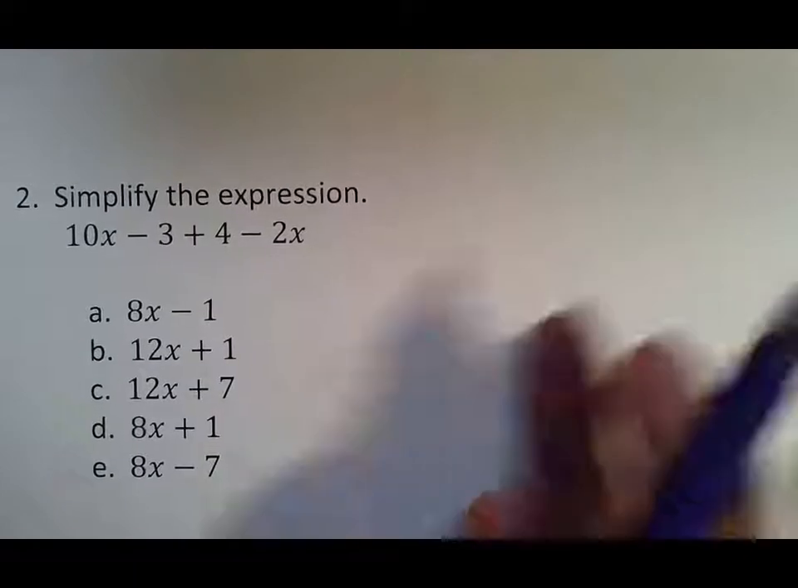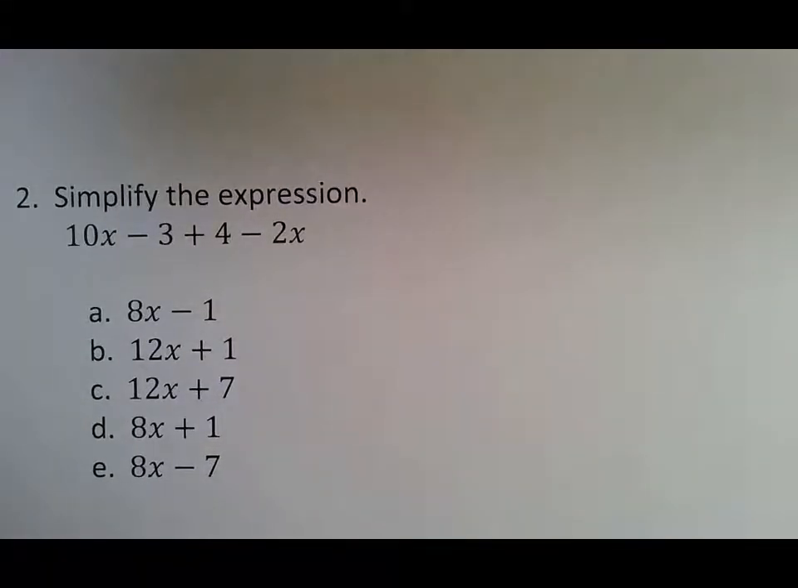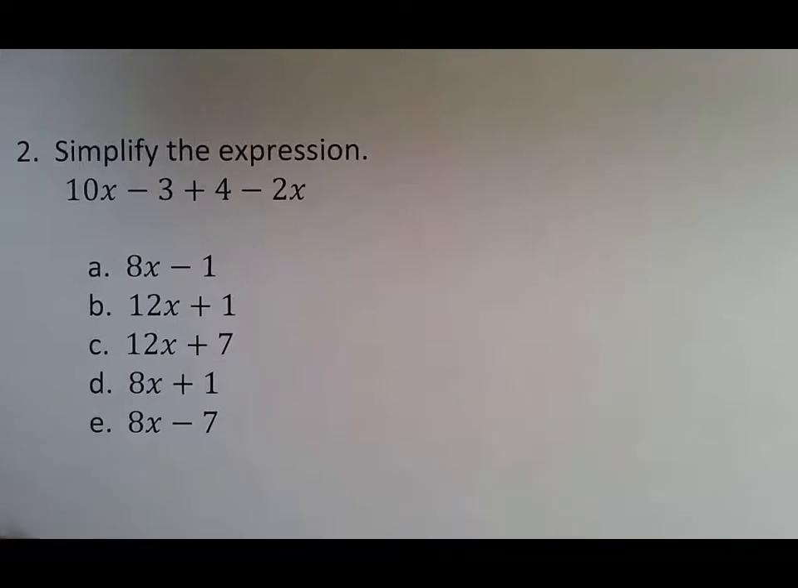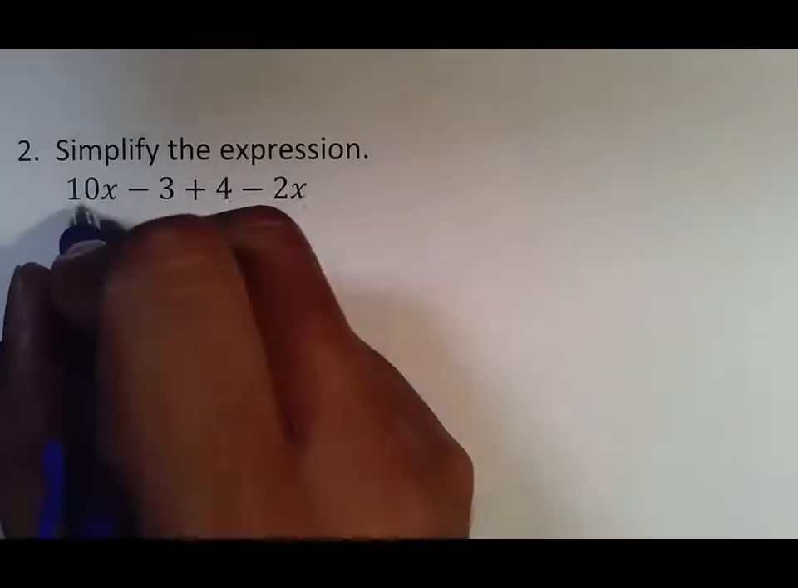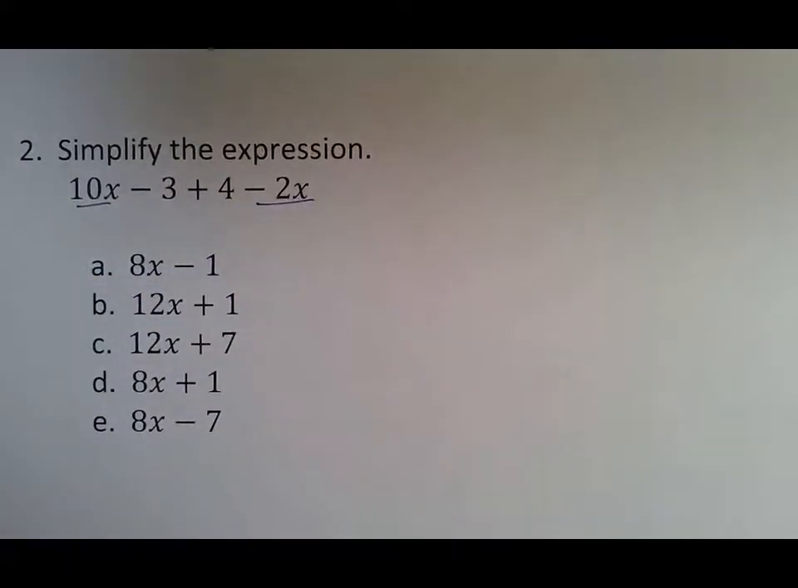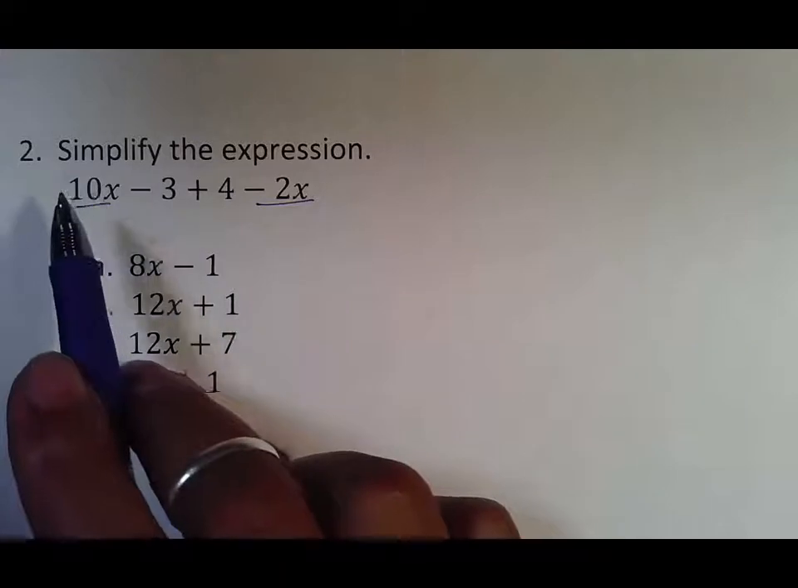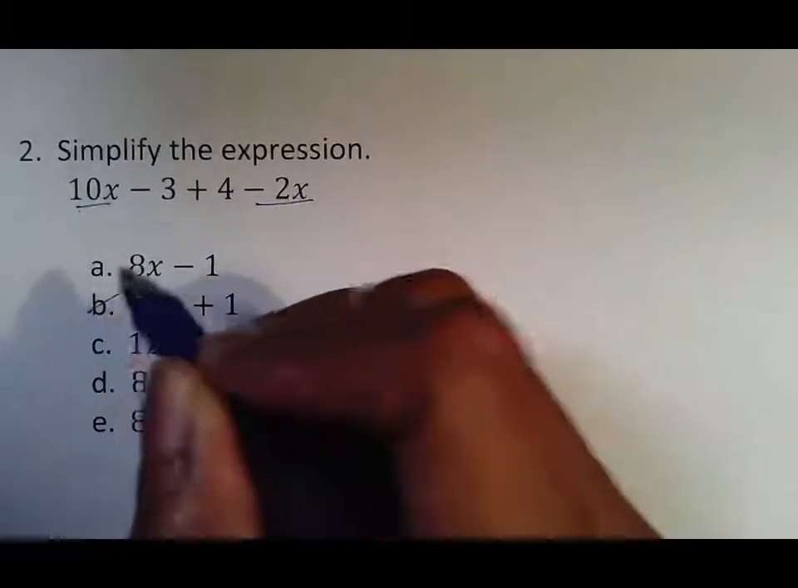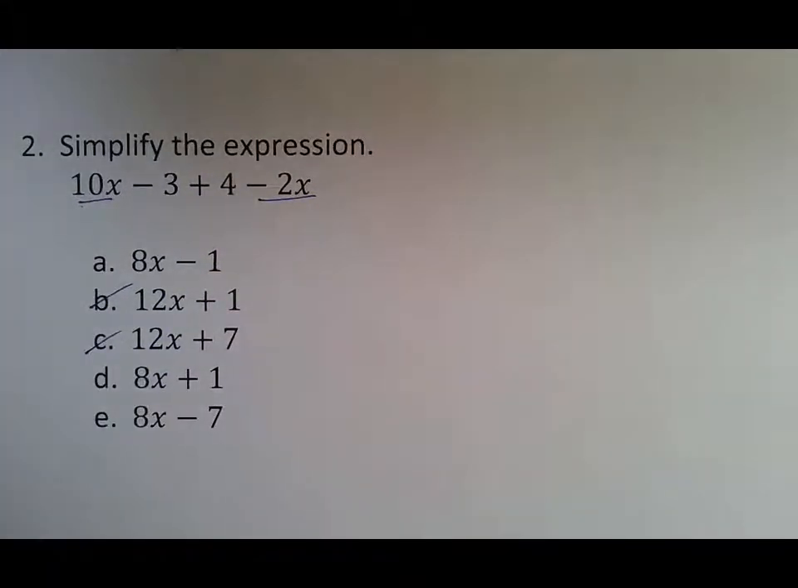If you're asked to simplify this expression, the best way to answer these questions, especially if you're not absolutely aware of what you're supposed to do, is to use common sense and eliminate what doesn't make sense. So if I went 10x and negative 2x, or 10 minus 2, knowing that that is 8x, once I know that should be 8x, I can eliminate anything that doesn't have an 8x as an answer.